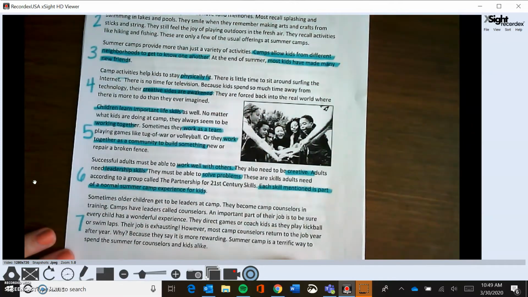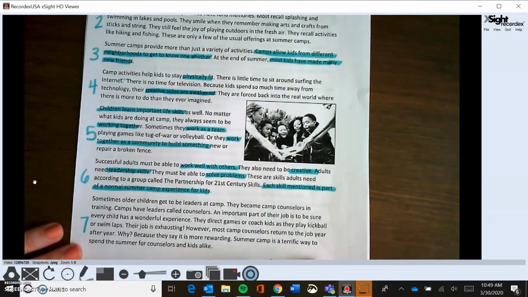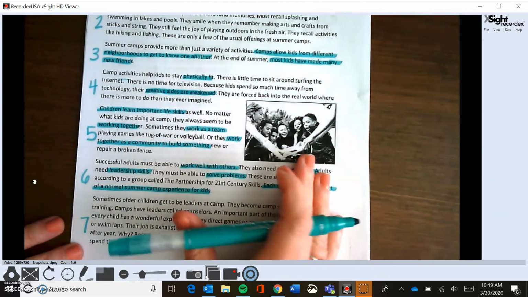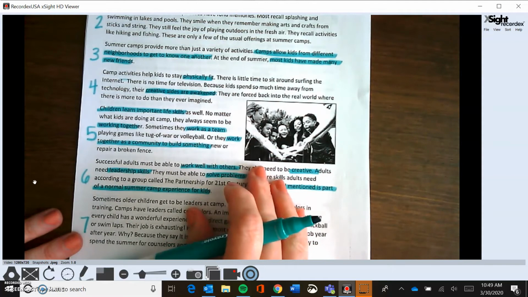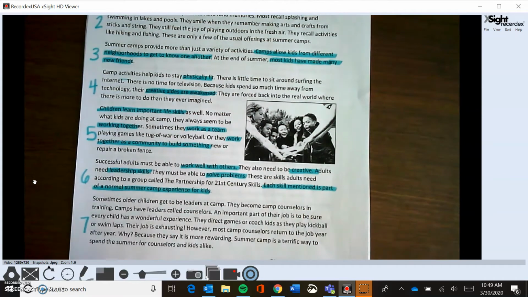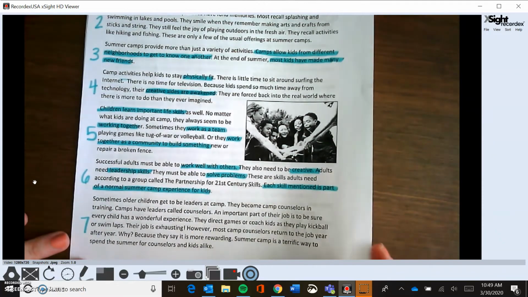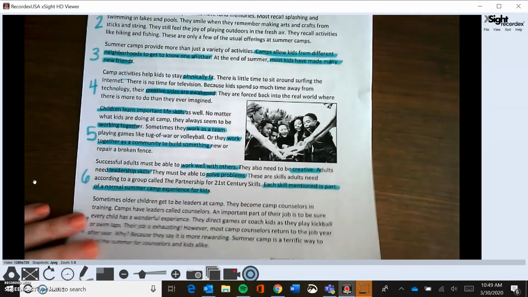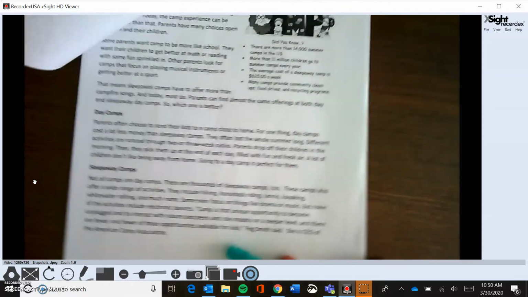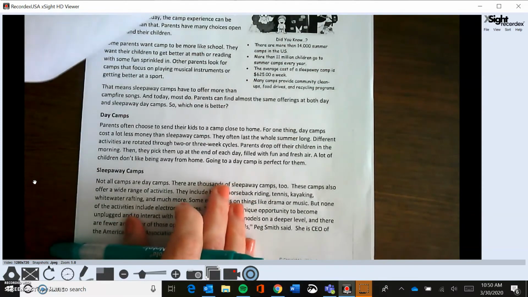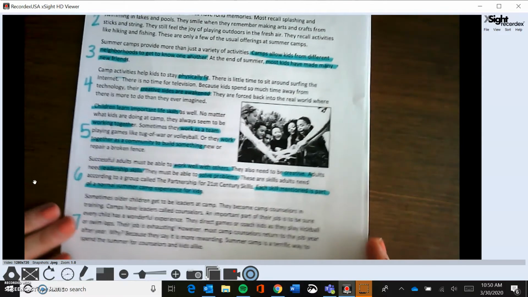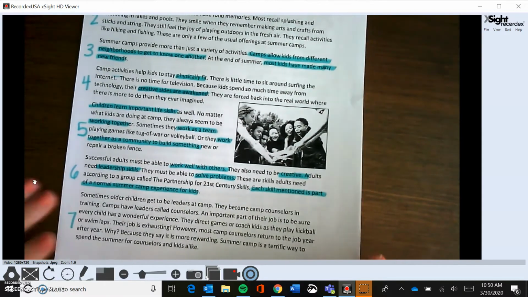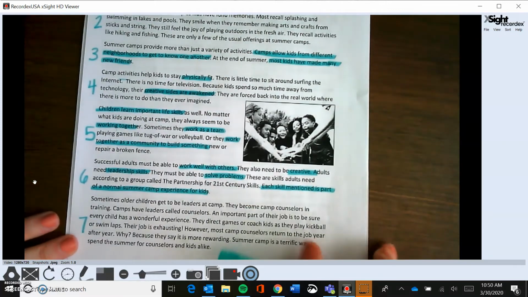There's even more in here than I even highlighted for you. But this is just to jumpstart you and get you started. It gives you lots of information about the different benefits of going to camp. And this was only one article. I'm going to make another video where we go through article 2, and then I'll help you, maybe start setting up your graphic organizer. But this should give you some ideas of what you could write about.